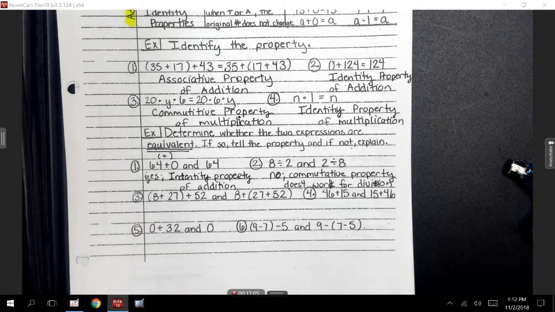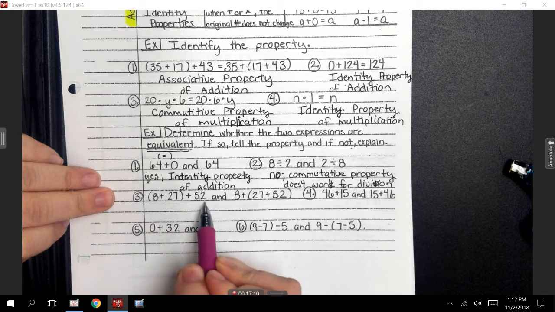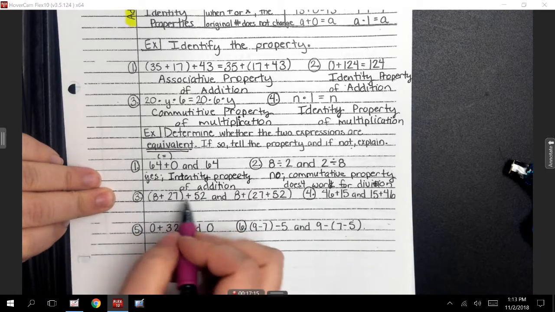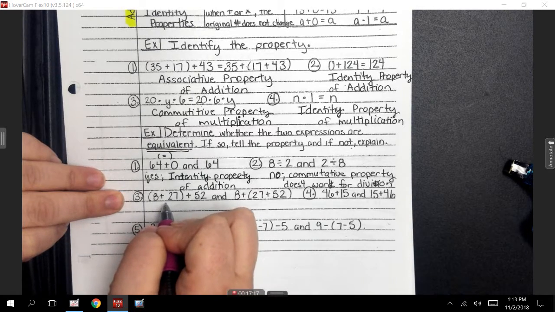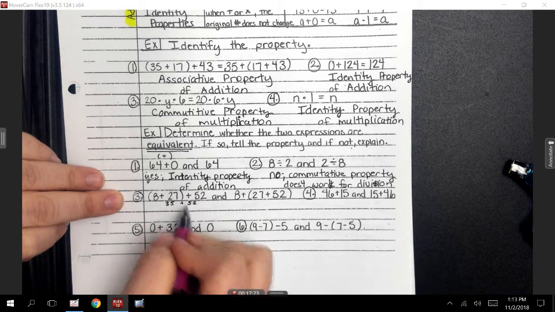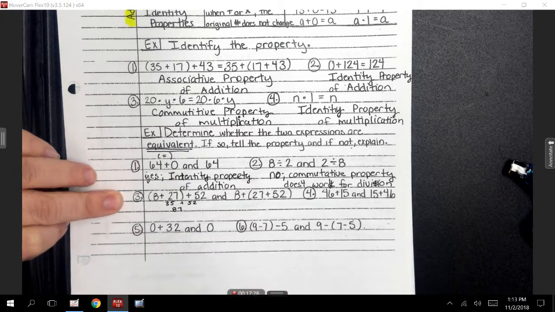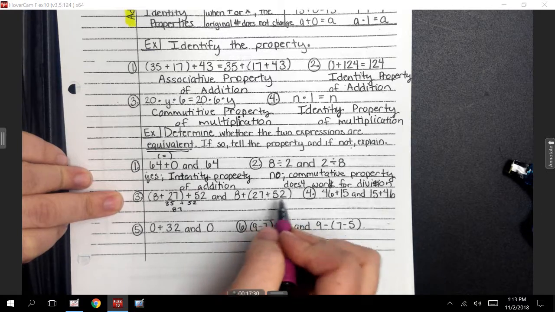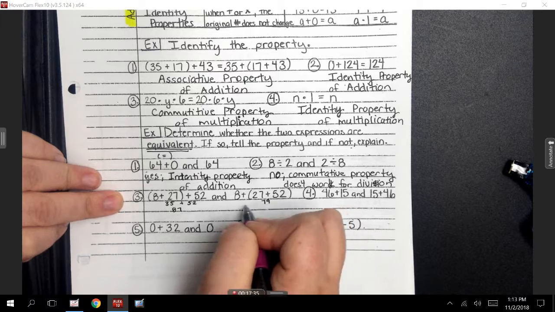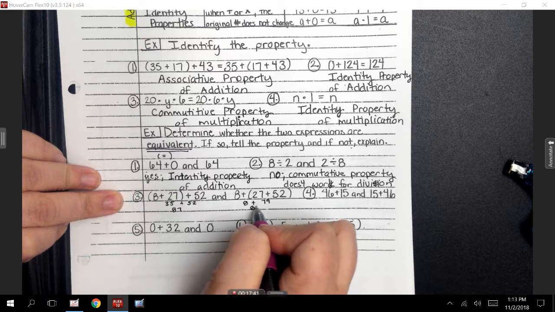We only have a few more that we're going to look at together real quick. The next one says 8 plus 27 plus 52 and 8 plus 27 plus 52, with the parentheses in different places. If I work this out, 8 plus 27 would give me 35, plus 52 would give me 87. I'm going to work the other one out in the order it says. Parentheses first, so 27 plus 52 would give me 79. And then 8 plus 79 is 87.